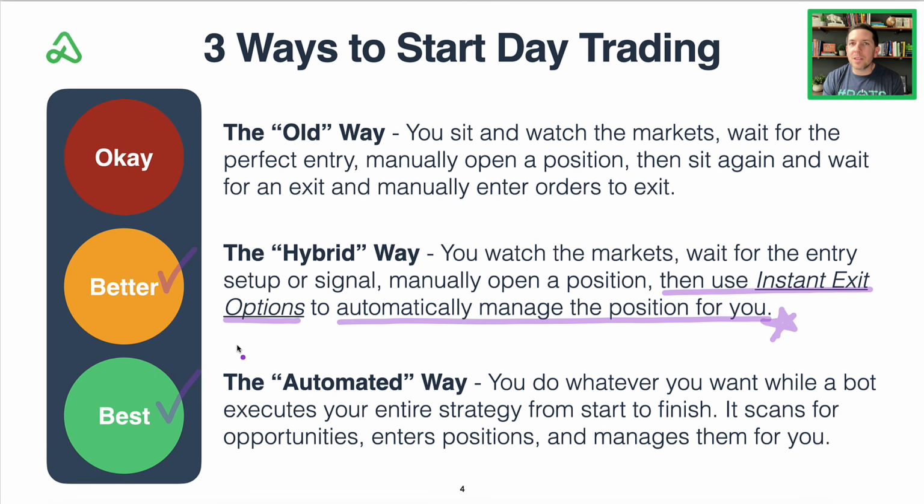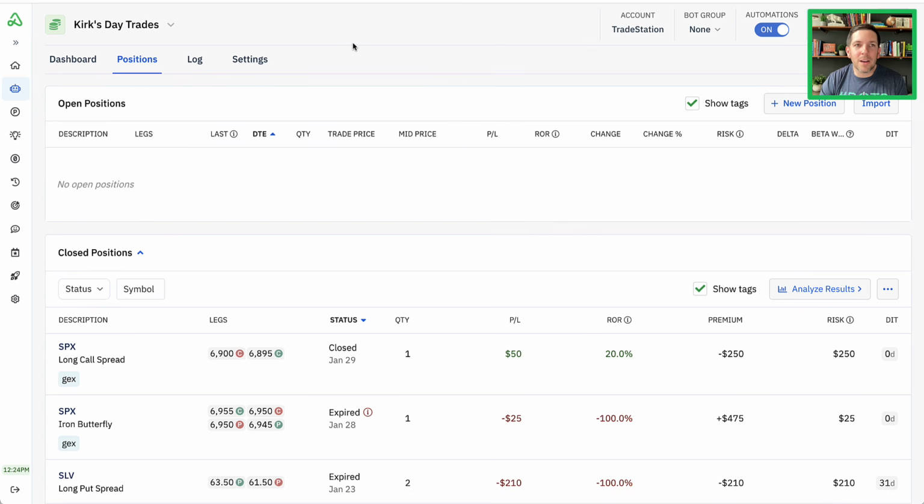I do both. Some strategies that I run, like currently my GEX strategies, are a hybrid approach, which I'll show you here in a second, where I'm actually entering the position myself, but I'm letting my bot take over the management of that position using instant exit options. So how does this work? If you are in here and let's say you're in a bot that you create, again, a bot is nothing more than just an automated system that can run automations for you, and it's connected to your brokerage account. In this case, this one's connected to my live TradeStation account.